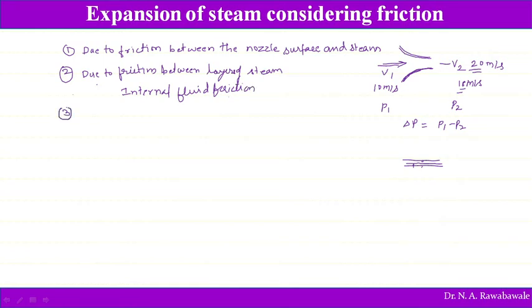Number 3, due to shock losses. So what happens when the steam comes into this nozzle and suddenly it gets expanded at the exit? This sudden expansion or shock reduces the velocity of steam due to shock losses.